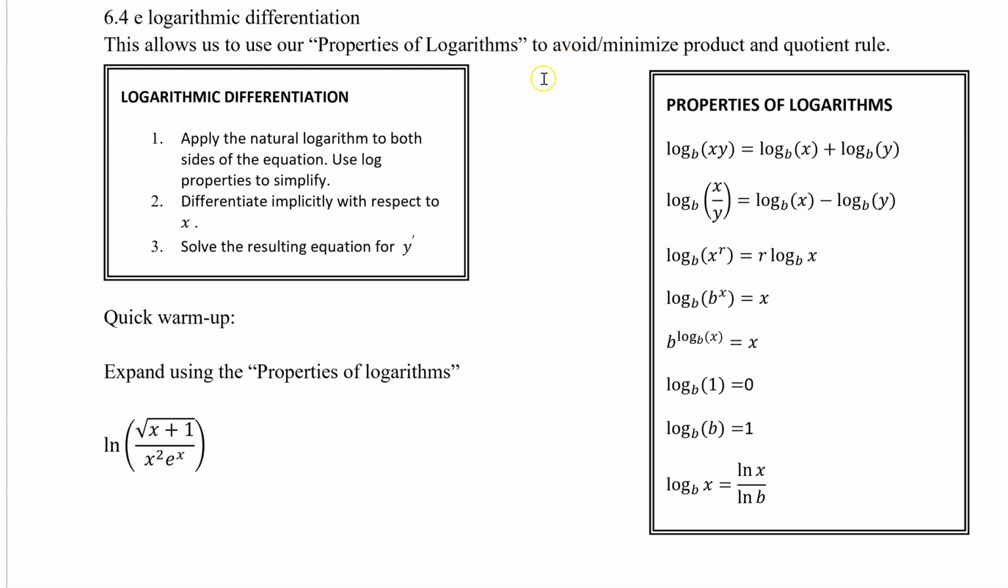So here's how it works. We have these properties of logarithms that allow us to rewrite logarithms. So it allows us to break up multiplications, divisions, and exponents. So again, this would be product rule, quotient rule, chain rule, and it allows us to rewrite it so that we can avoid them. So before we do that, let's do a little expanding.